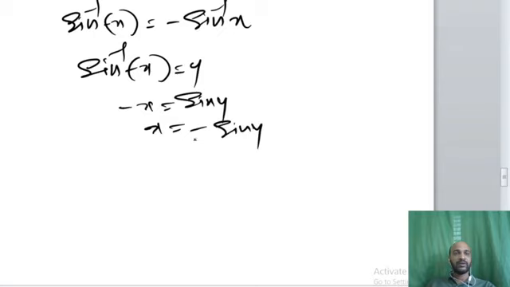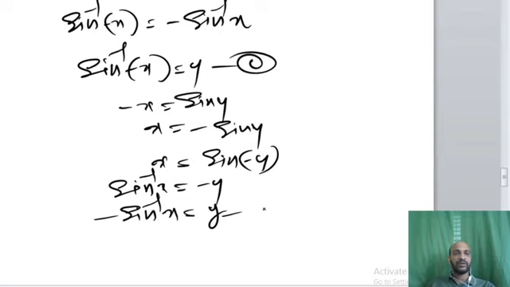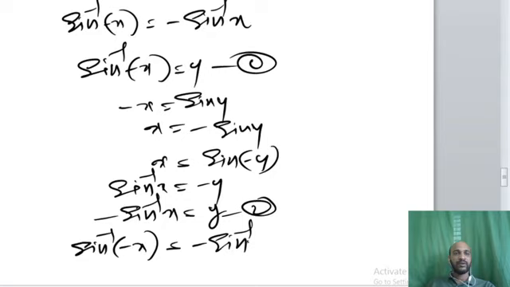Minus sin y. Since sin is an odd function, we can write minus sin y as sin of minus y. So if x equals sin of minus y, then sin inverse of x equals minus y. Now we can multiply both sides by negative, so we get minus sin inverse of x equals y. Now we can equate 1 and 2. By equating 1 and 2, we get sin inverse of minus x equals minus sin inverse of x.